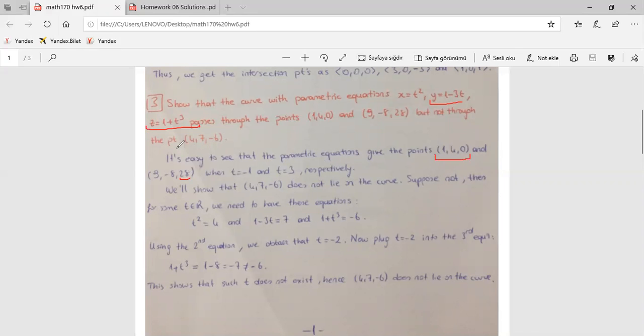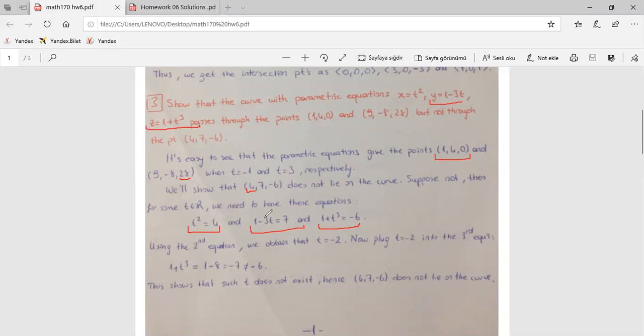Now let's show that this is not on the curve. Suppose that it is. Then for some t in real numbers, we should have these three equations, okay? Because as we suppose that this point is lying on the curve, then for some t we need to have these: the first component of the given point is 4, the second one is 7, and the third one is minus 6.